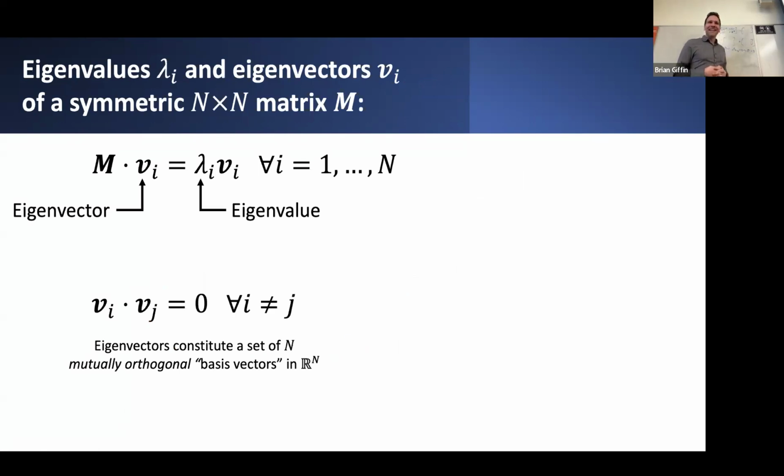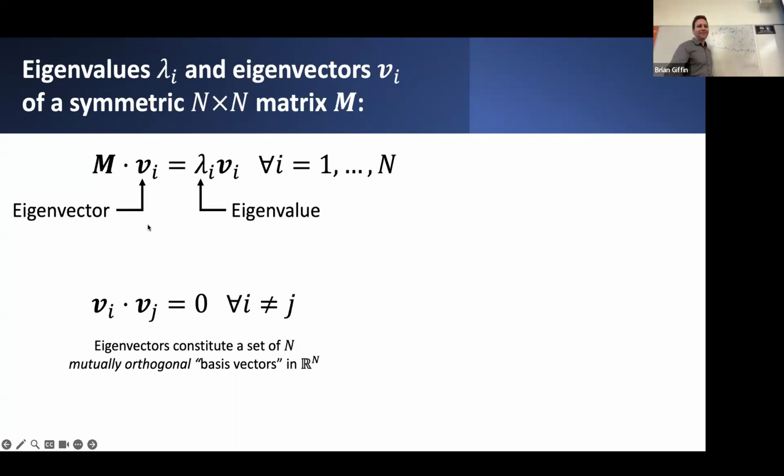So anybody familiar with this concept of eigenvalues and eigenvectors? There's some nodding and there's some head shaking. So I think it's probably worth the refresher even for those who claim to be familiar with the concept. Eigenvectors are special vectors that exhibit this property.